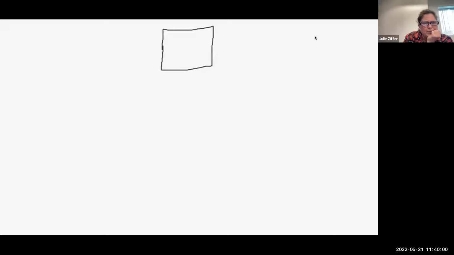Yep. So if I have a box and the box has a handle on each side, and one person pulls this way and one person pulls this way, which way will it move?